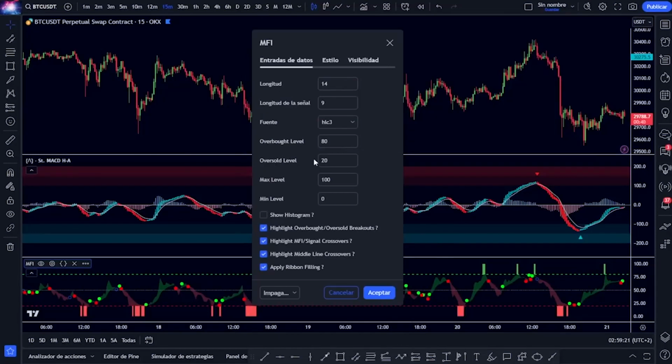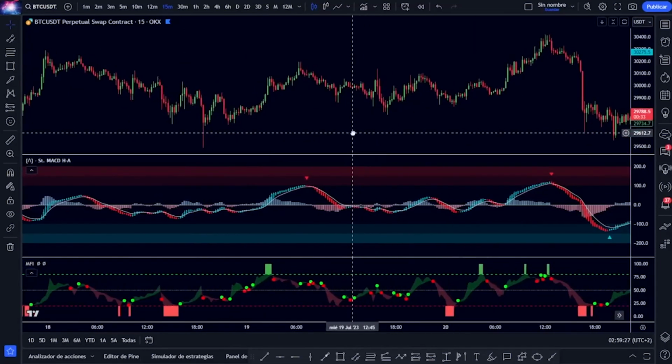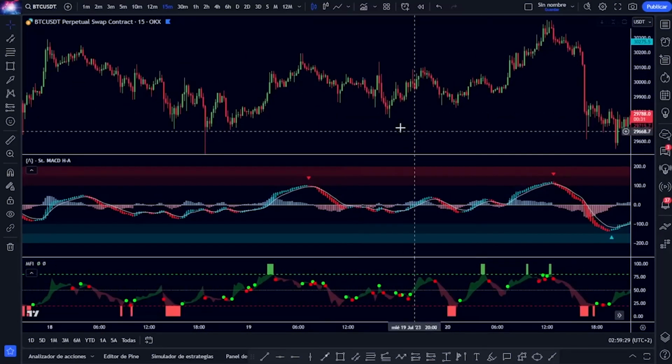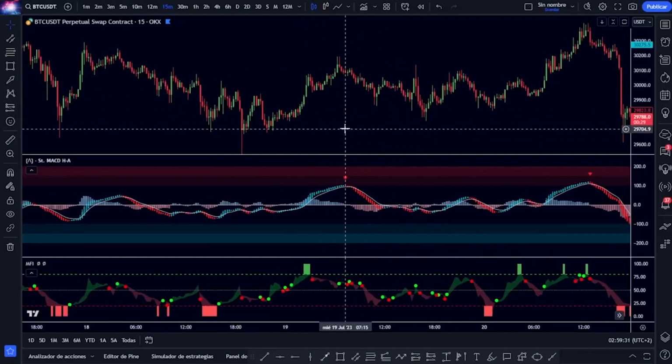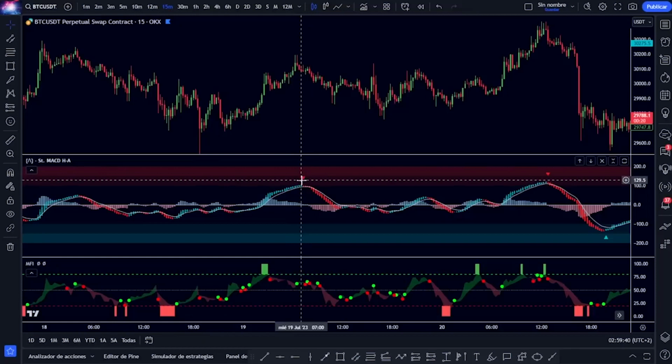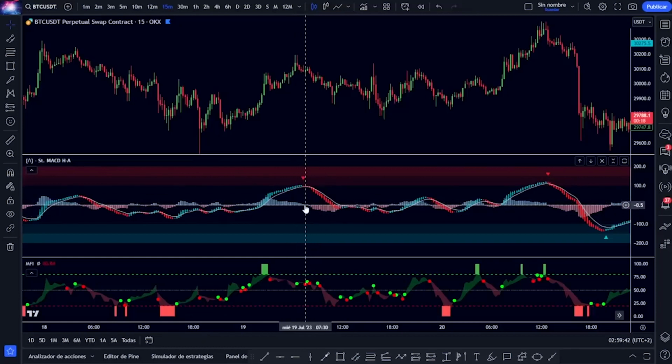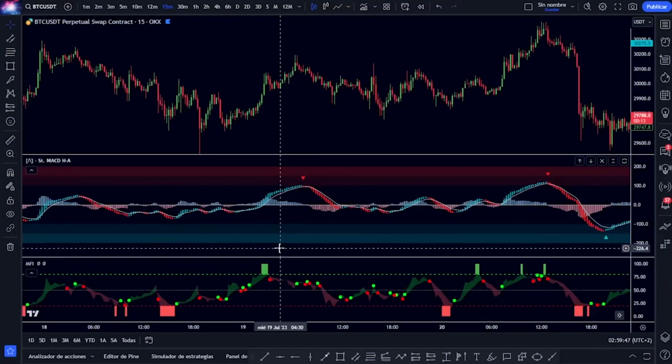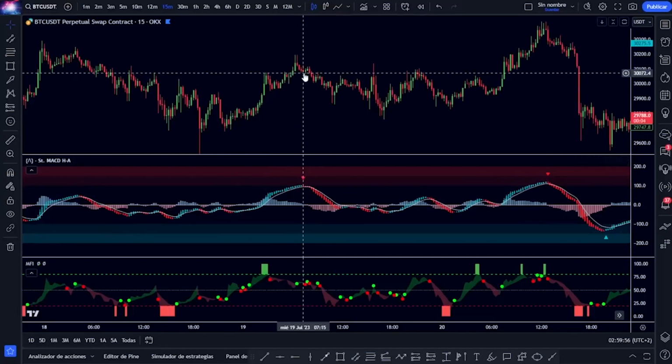The data entry we will leave by default, and now I am going to explain what you would have to do to filter these operations. As I was saying, at this point the MACD has given us the signal, but we see that the histogram is still positive. What should we look at then to know almost 100% if it is a good or bad entry?